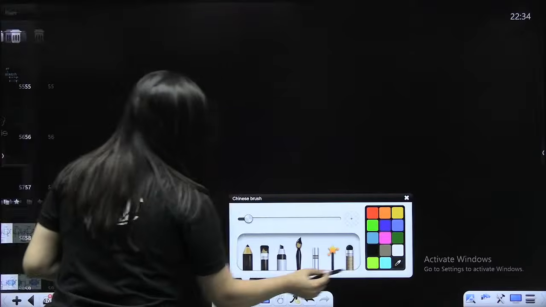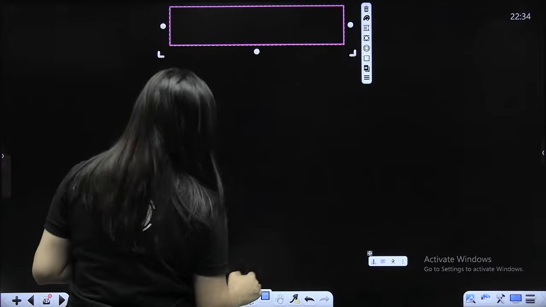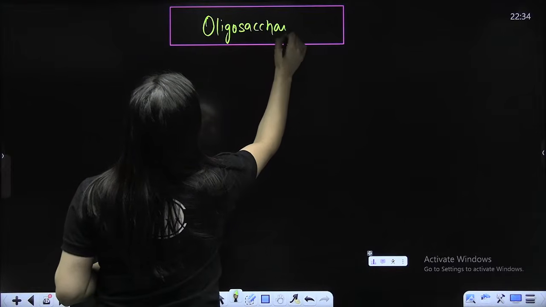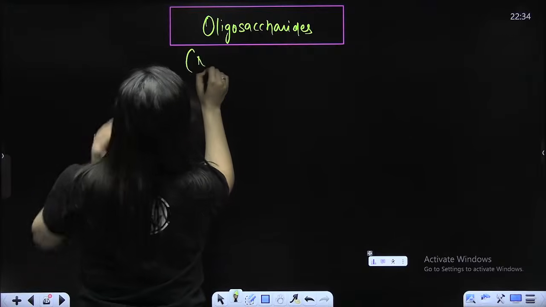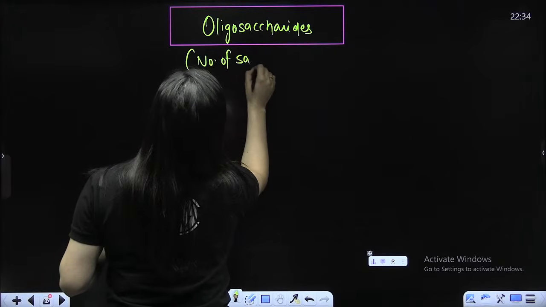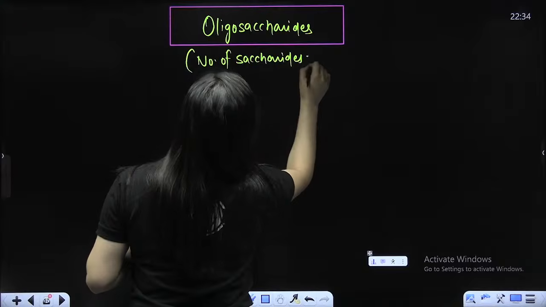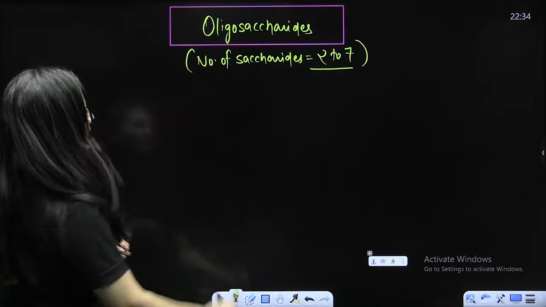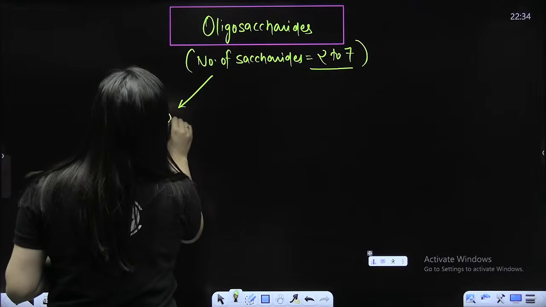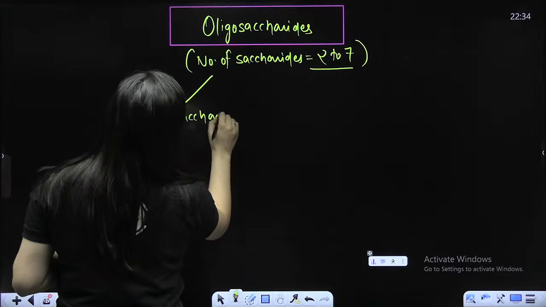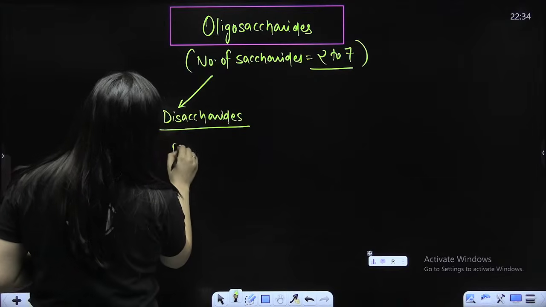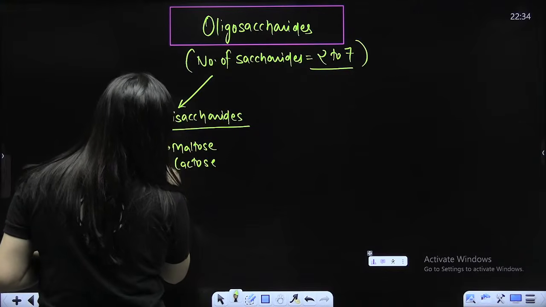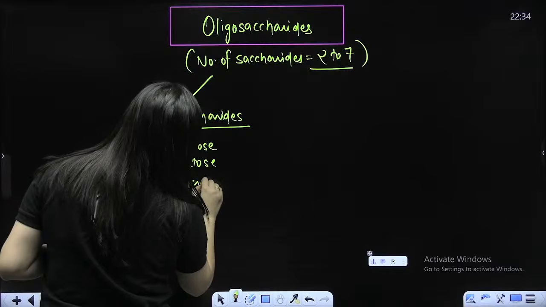Now the next part that we have is oligosaccharides. I told you they are on the basis of the number of saccharides, that can be from 2 to 7, isn't it? So I will give you the example of disaccharides here. The very common examples that you need to remember are maltose, lactose, which is also the milk sugar, right beta, and then sucrose.